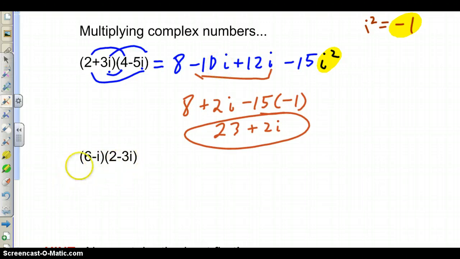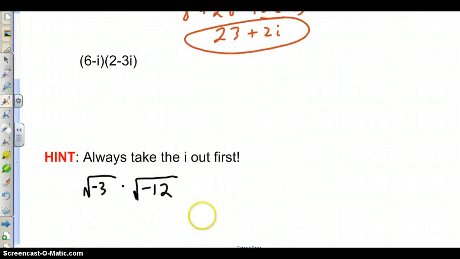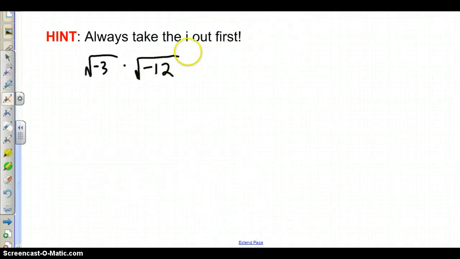I'm going to let you do the rest of those on your own here, but I really want to go over this one with you. I think it's important because here's what you're going to be tempted to do. Please don't do this. Some students will go, oh, negative 3 times negative 12 is 36, so this is equal to the square root of 36. Not true. You've got to be really careful about that.